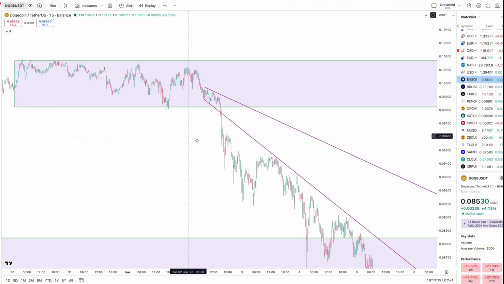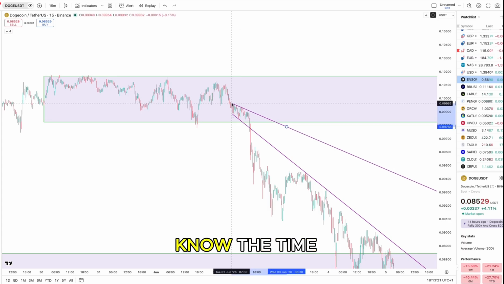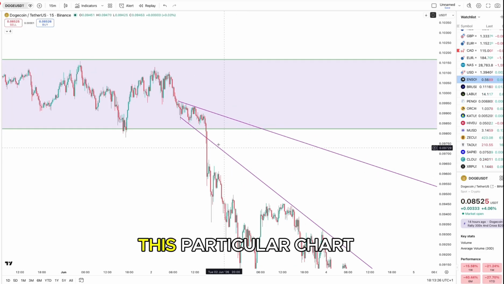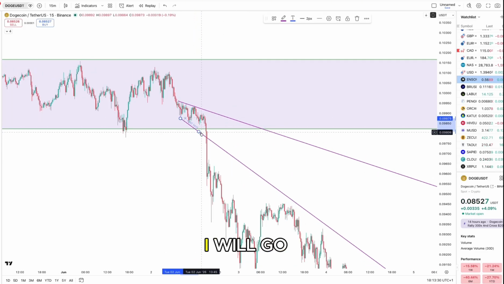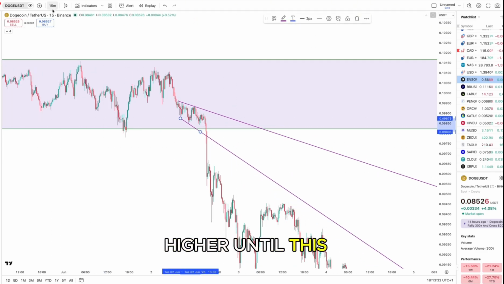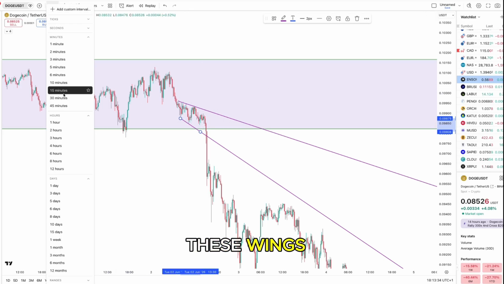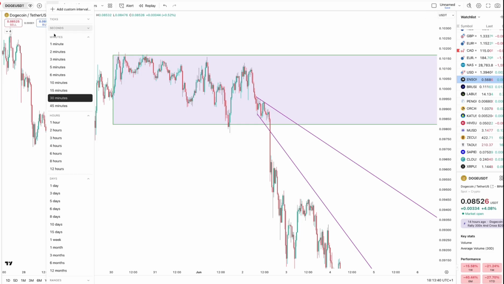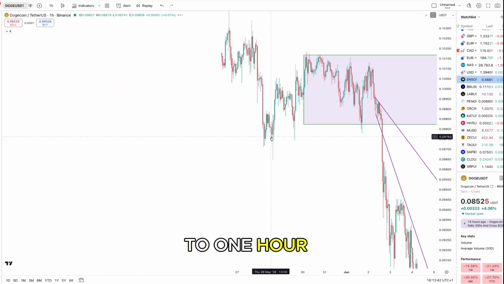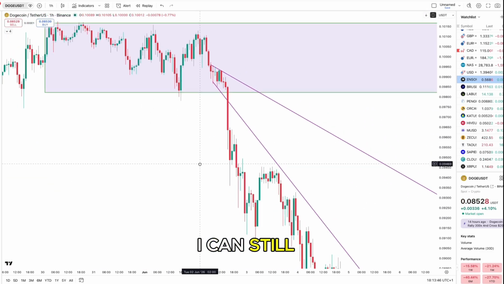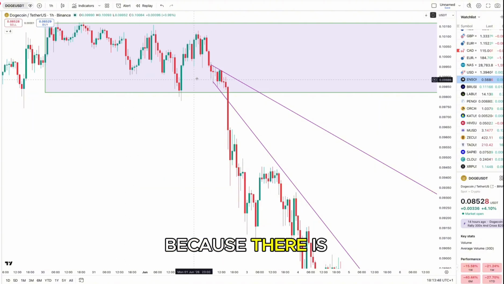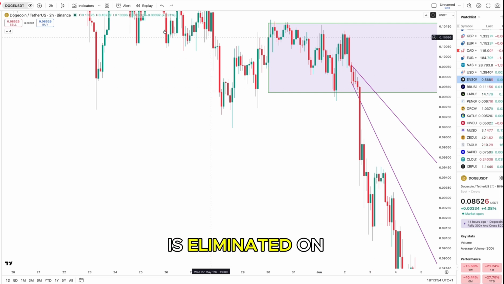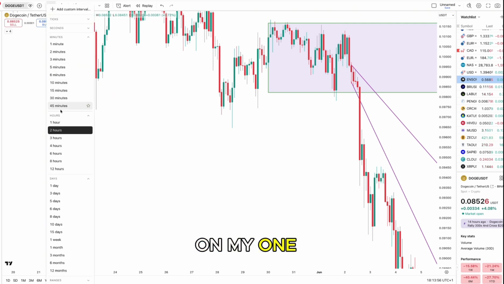So right now, how will I know the time frame to wait for at this particular chart pattern that I marked? I will go higher until I stop seeing these swings. Let me go to 30 minutes. I can still see my swing there. Let me go to 1 hour. A little bit. I can still see my swing a little bit because there is one green here. I doubt if I go to 2 hours, it is eliminated on 2 hours. So I'm stopping on my 1 hour.